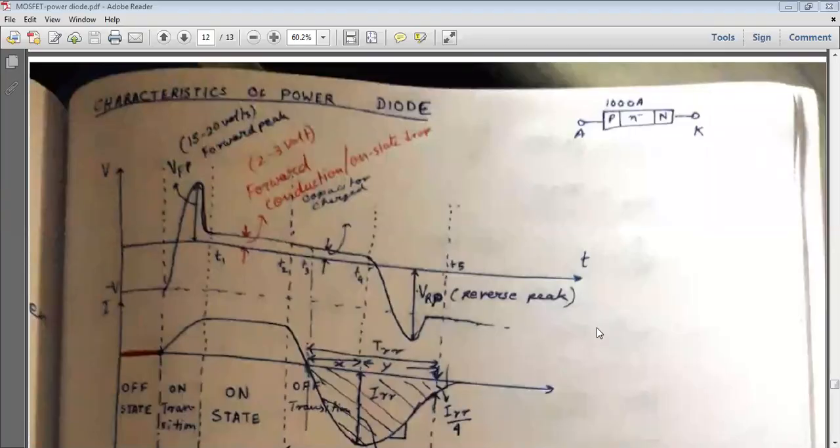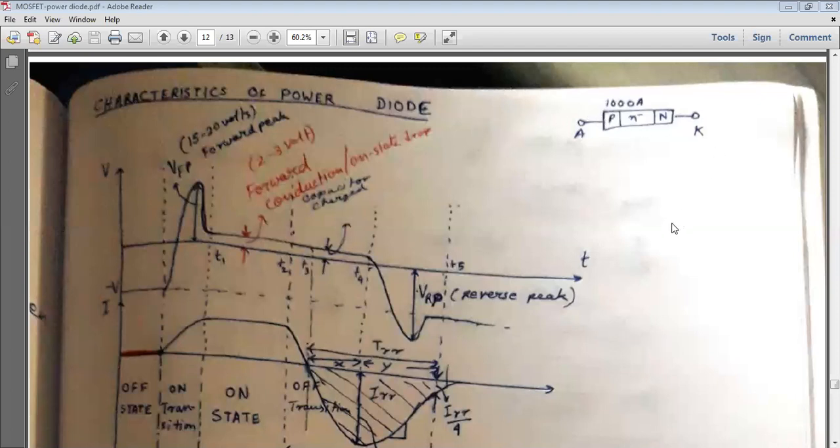Okay, so in the previous class we mentioned that the power diode has a PN junction, and in between that PN junction one N minus layer is present, and so it will act like a capacitor. As we have already mentioned, it not only acts like a capacitor, it will be a combination of resistance and capacitance.